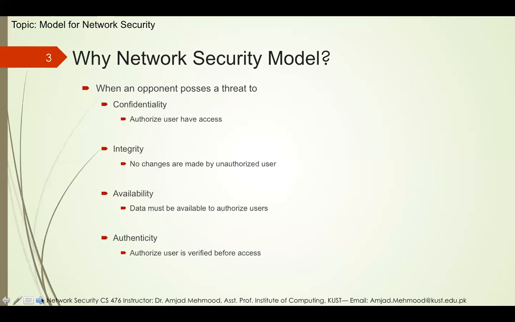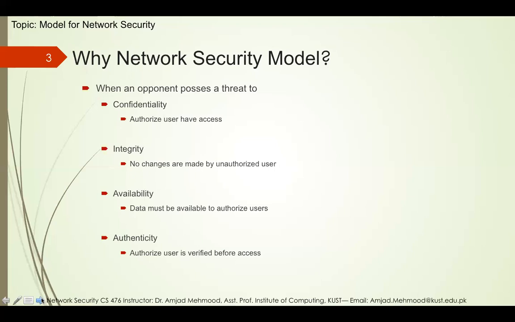Confidentiality means that only authorized users have access to the information. For example, if the sender wants to send the information to the receiver, only the receiver is allowed to get that information. Nobody else can get this information. Integrity means that when the information is received by the receiver, no changes have been made over the network. This means its integrity is maintained.